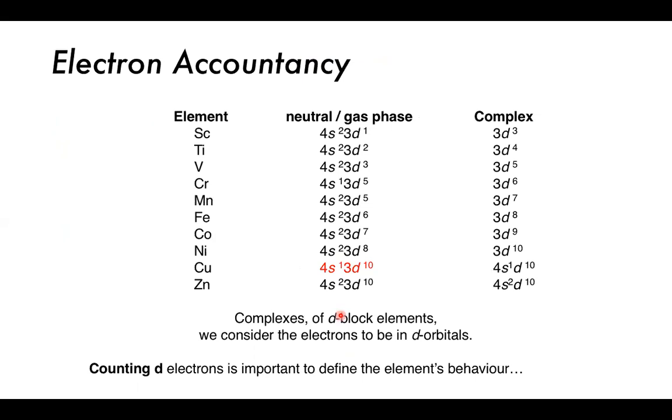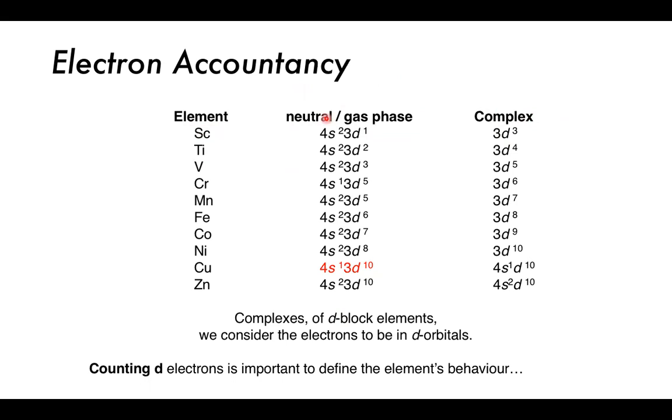So here is how the general valence electron configuration goes for these first row transition metal elements. The fourth row of the periodic table, so scandium is 4s2 3d1, forms a 3d3 complex whenever it's in the complex form.